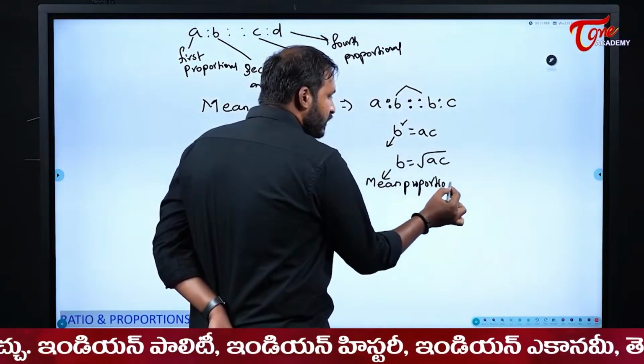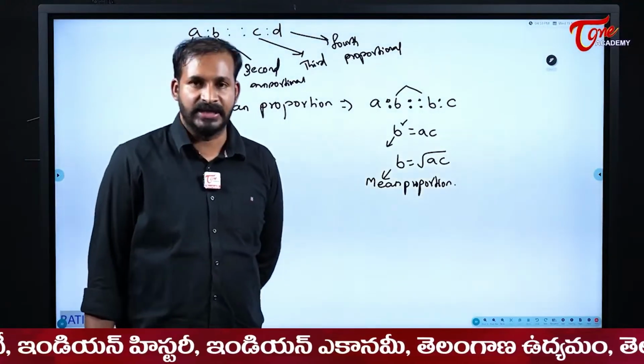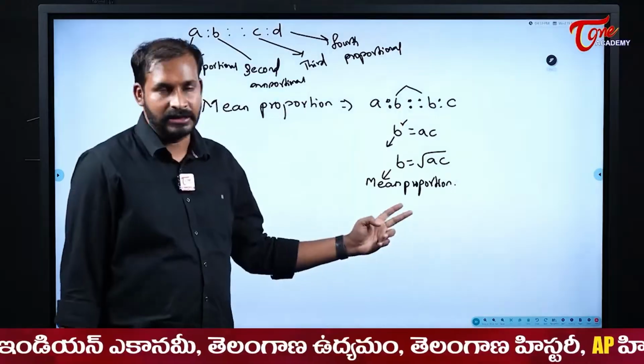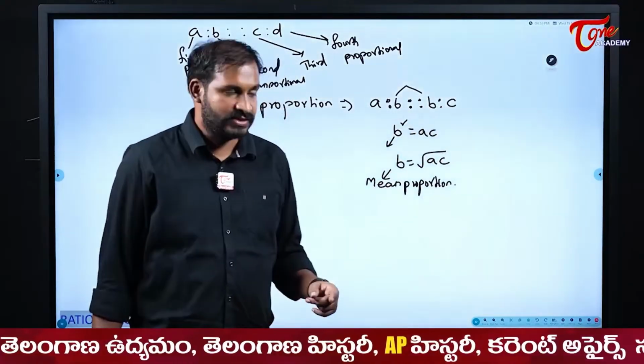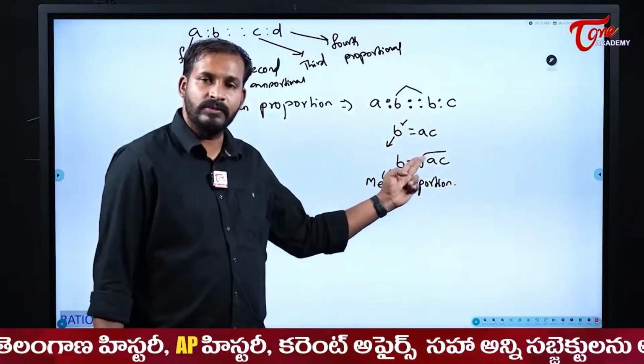Okay, understood? Apart from first, second, third and fourth proportion, we will have one more proportion, that is mean proportion. Mean proportion is nothing but if the middle terms are equal, then A:B is proportional with B:C, and this B will be called the mean proportion. Product of extremes is equal to product of means.